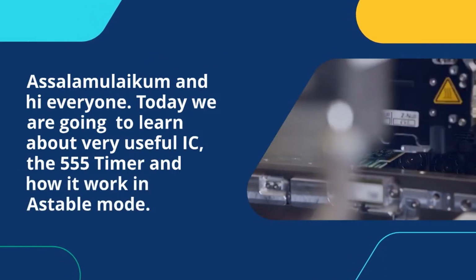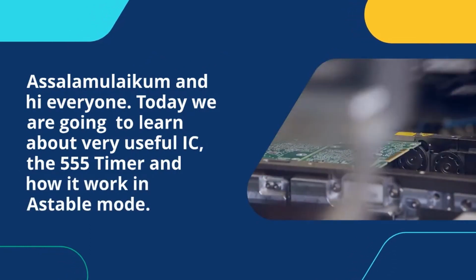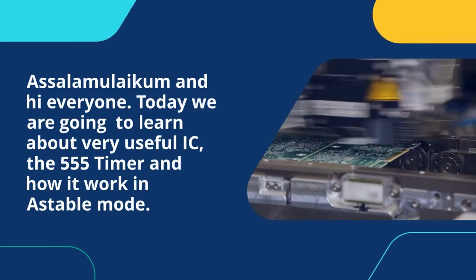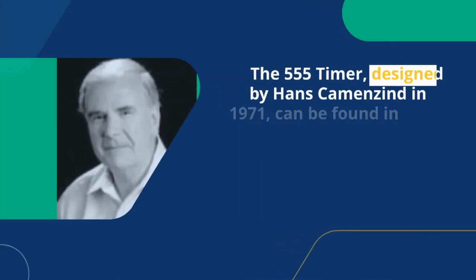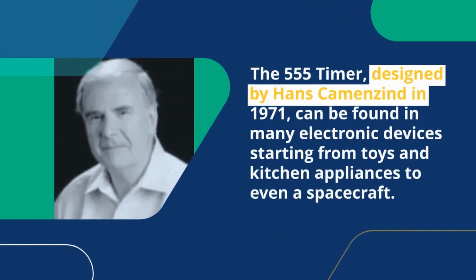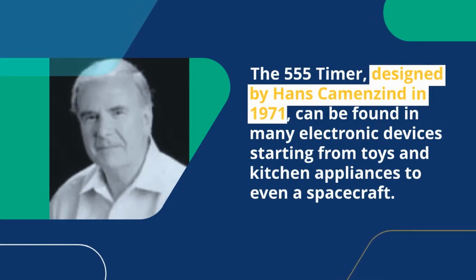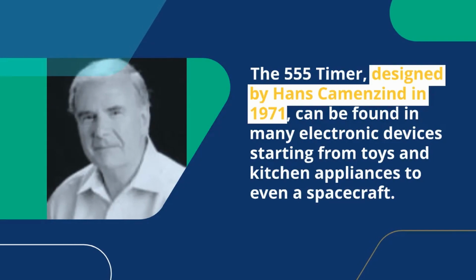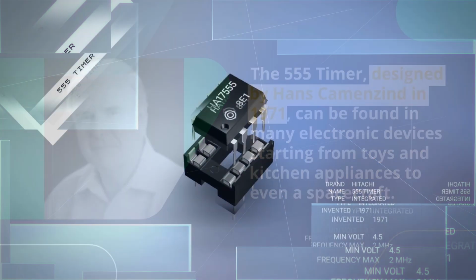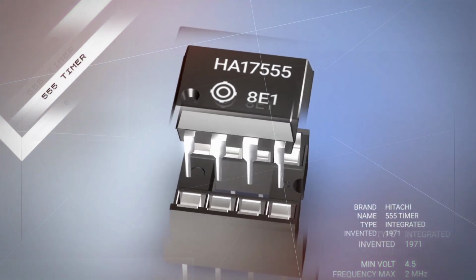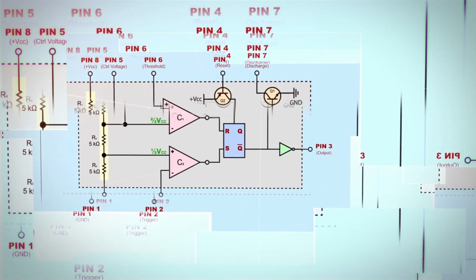Today we are going to learn about a very useful IC, the 555 timer, and how it works in Astable mode. The 555 timer, designed by Hans Camenzind in 1971, can be found in many electronic devices, starting from toys and kitchen appliances to even a spacecraft. It is a highly stable integrated circuit that can produce accurate time delays and oscillations.